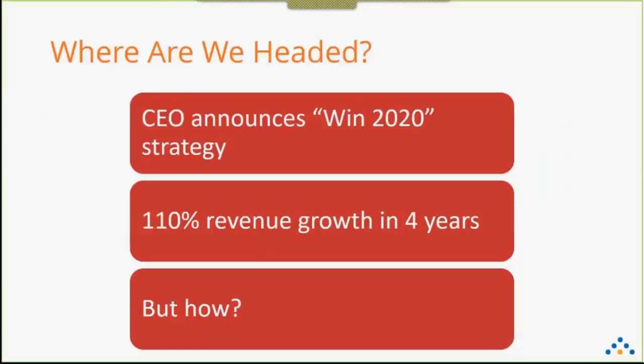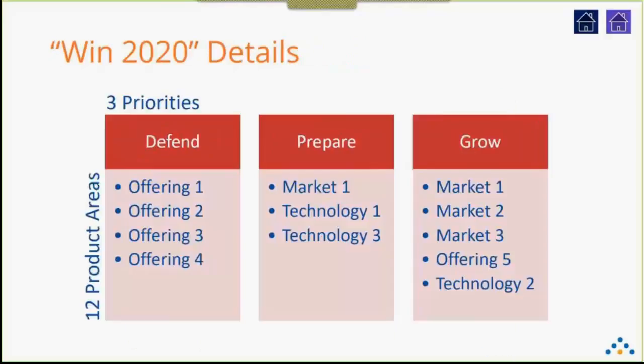I'll give you one example here on where we're headed. The company we recently worked with, this was a high technology company who announced a Win 2020 strategy, and they said they were going to have 110% revenue increase within just 4 years, so a 20% compounded annual growth rate, which is amazing considering their growth had been flat. So how were they going to do this?